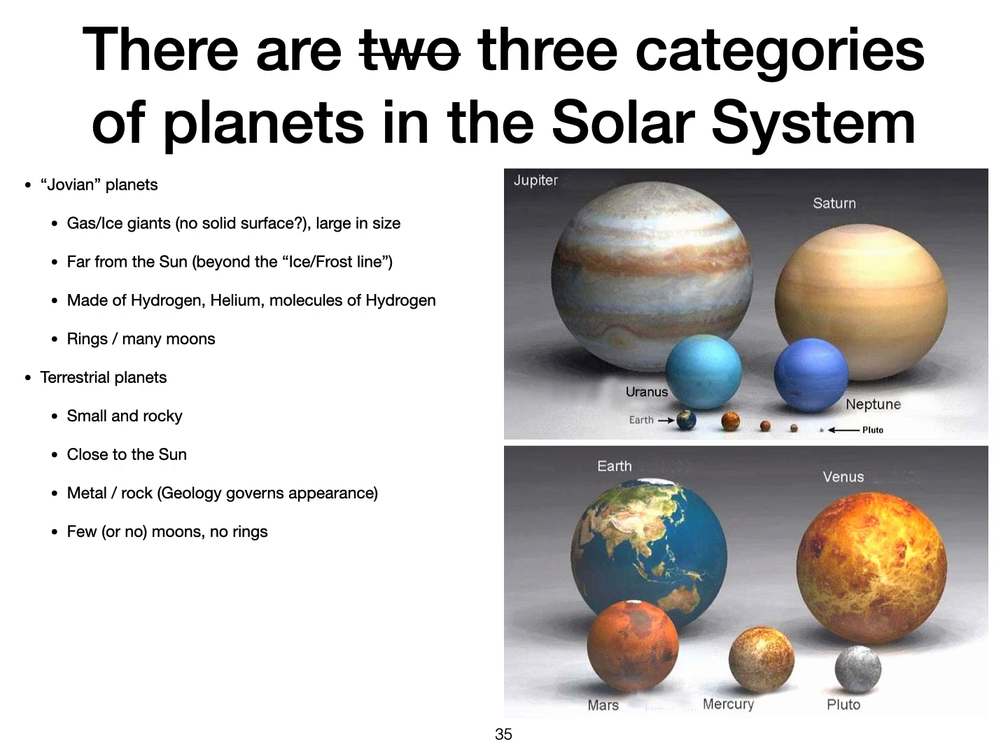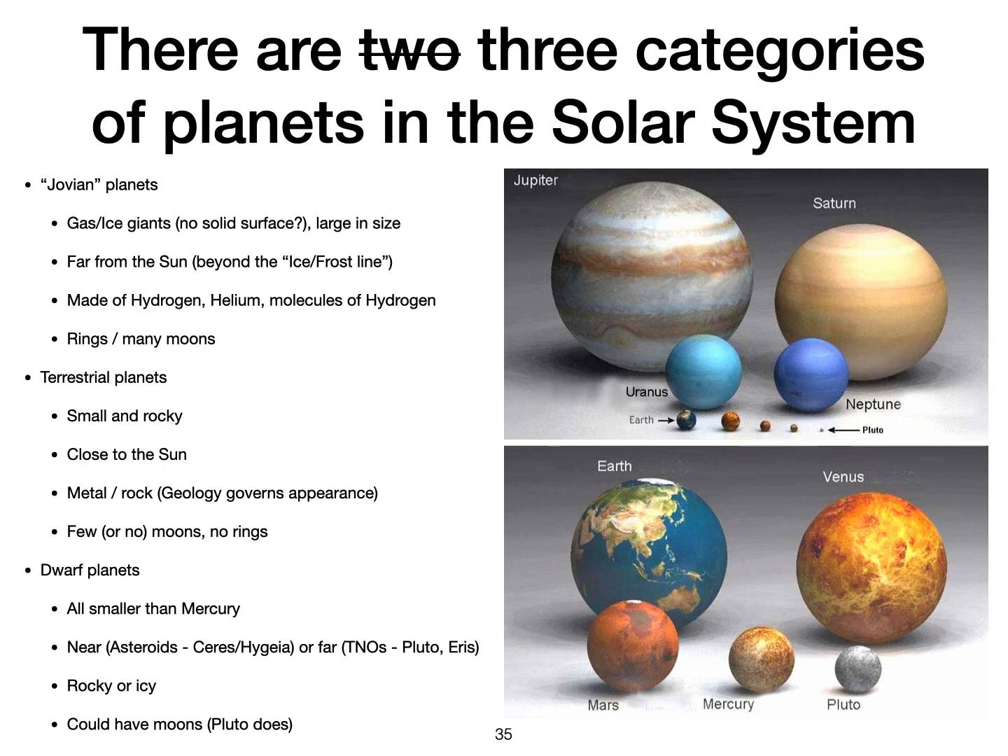They have no rings, none of them have rings, and they have pretty few moons, 1 or 2 maximum. I think Mars has 2, Earth has 1, Pluto has 5 or 6. The rest, the rest have none. The dwarf planets, they're all smaller than Mercury.